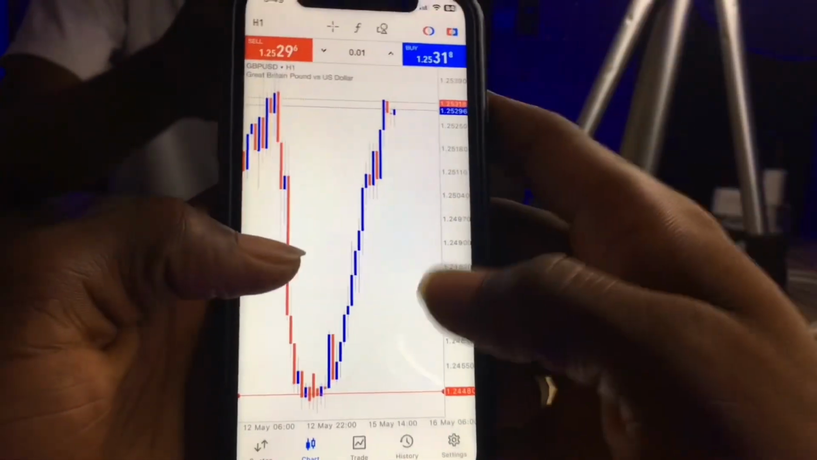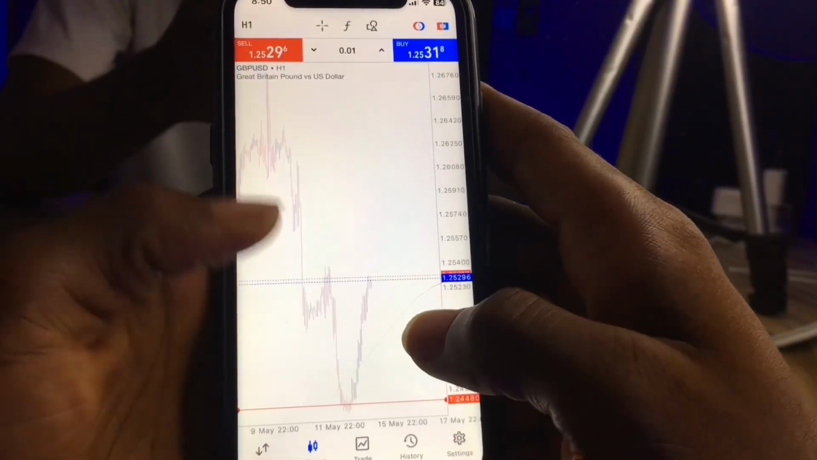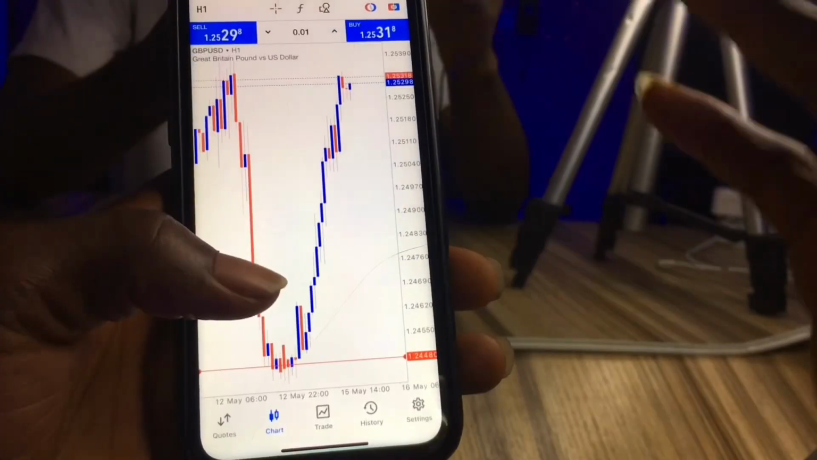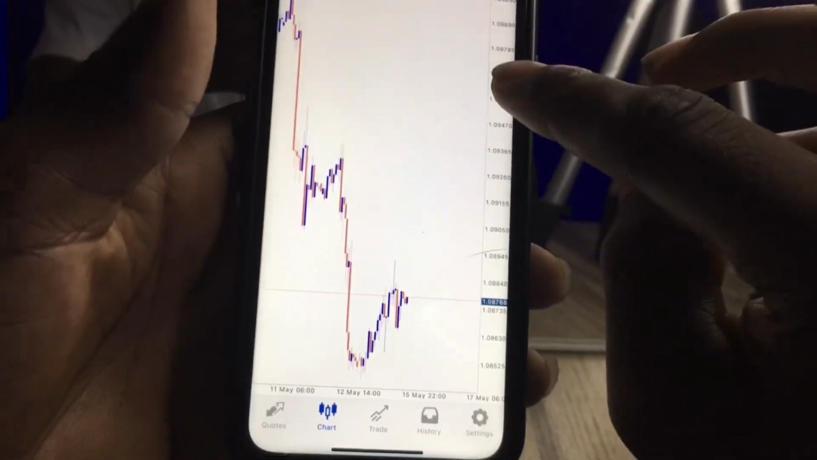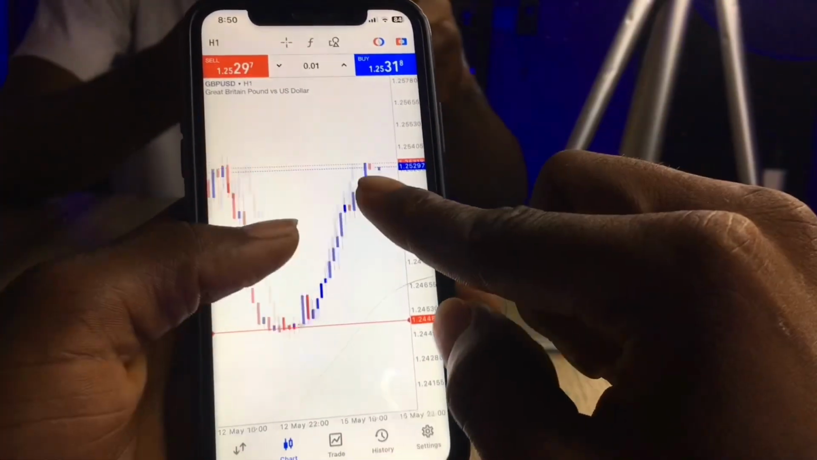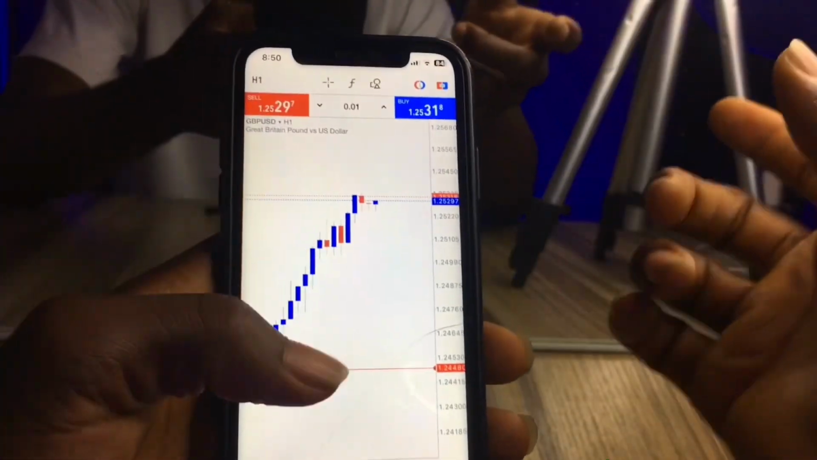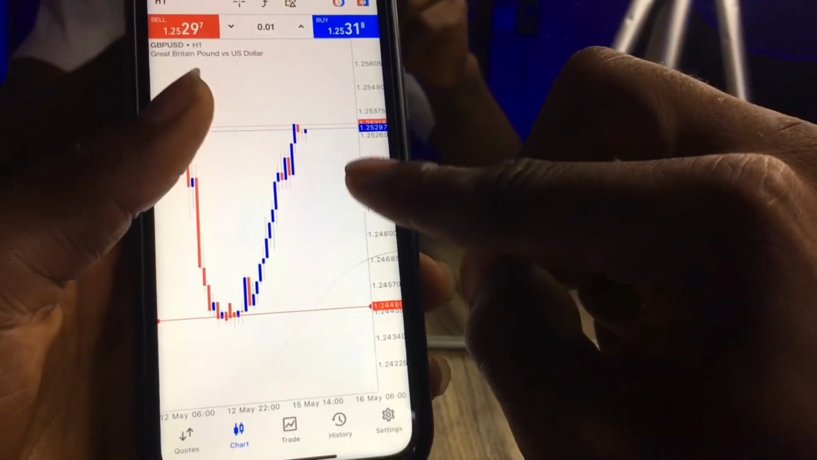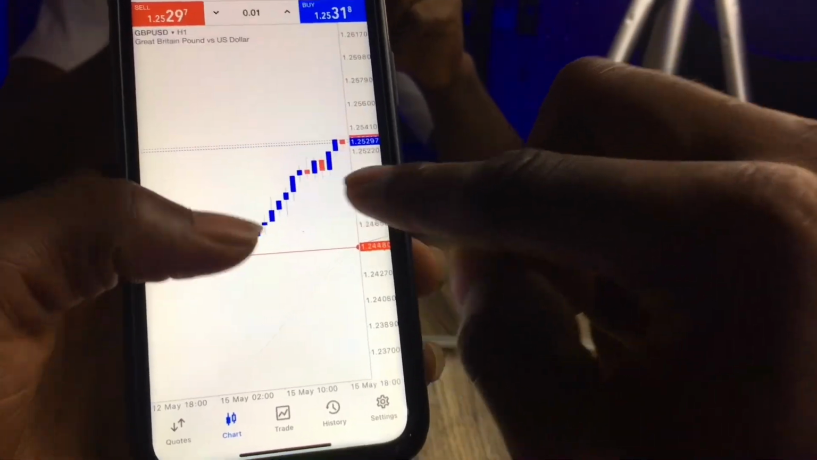Now another reason why you have to use MT5 to scalp is because of the user flexibility. Now on MT4 you can't really adjust most of these things. Like you can't adjust this on MT4. You can see the market the way you want to see it, rather than MT4 where you can't really control how much you see the market.